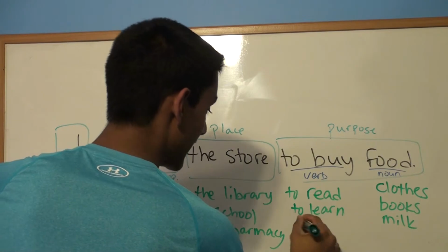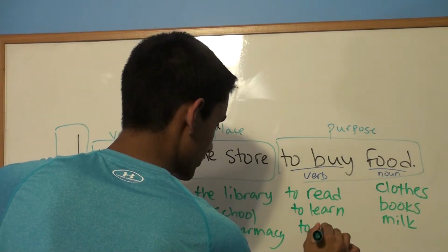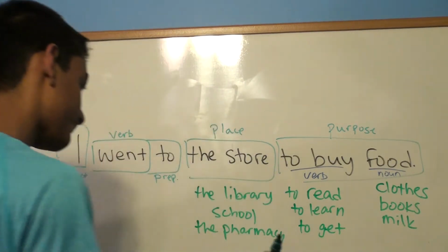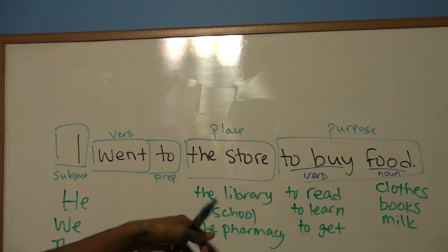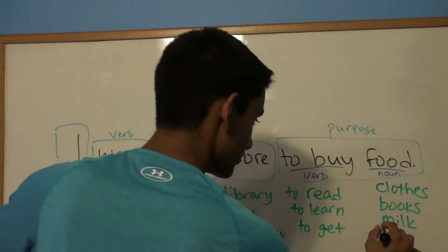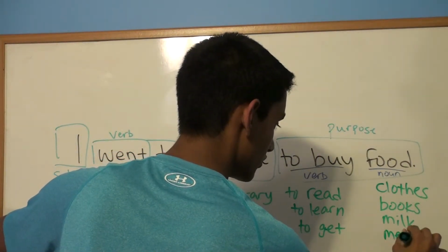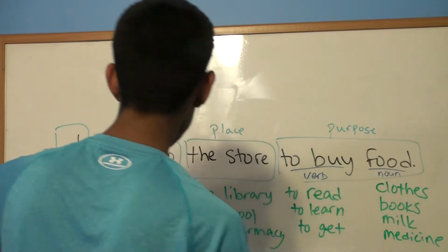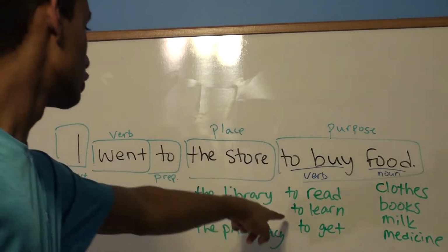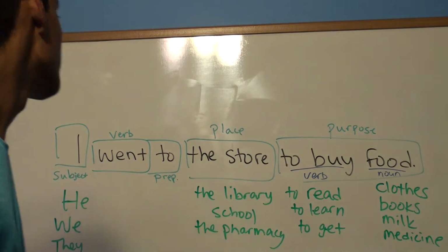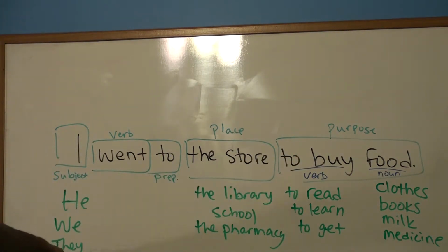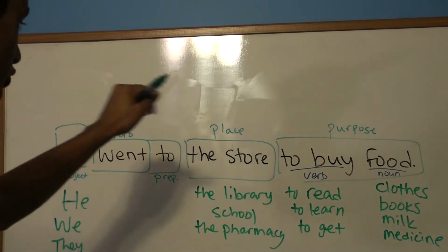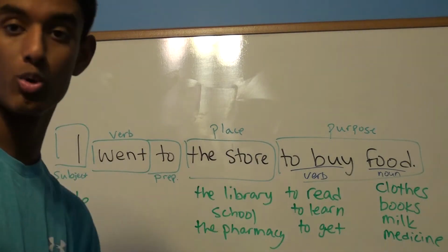Right? To get. That's a really common English verb. So you can say, I went to the pharmacy to get, let's add another noun, medicine. Right? I went to school to learn. You don't even need a noun there. I went to the library to read books. They went to the store to get clothes.